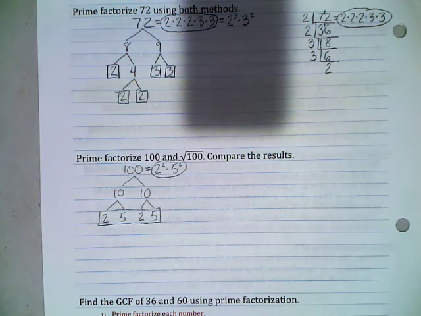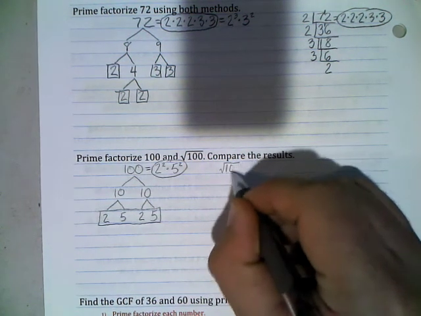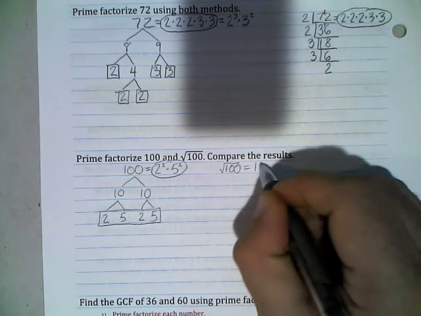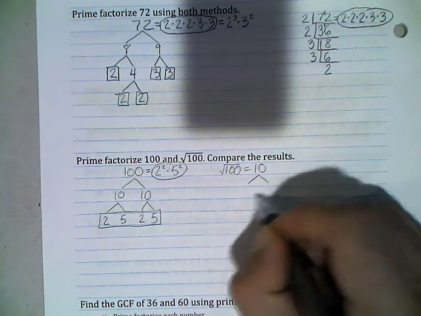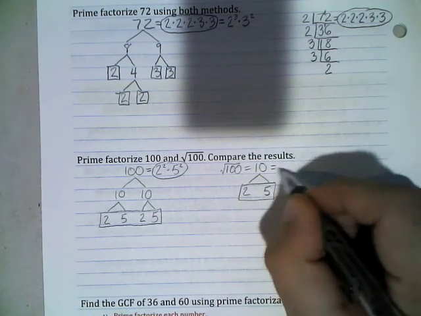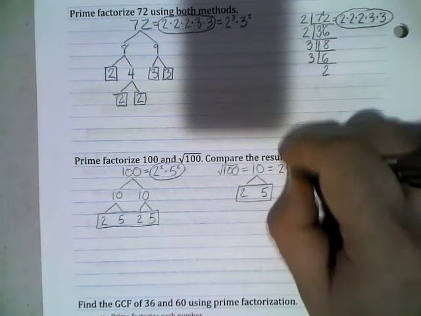Now let's take a look at the square root of 100. We did this earlier. The square root of 100 we know is 10. So if I prime factorize 10, we know that's 2 times 5. So the prime factorization of 10 is really just 2 times 5.